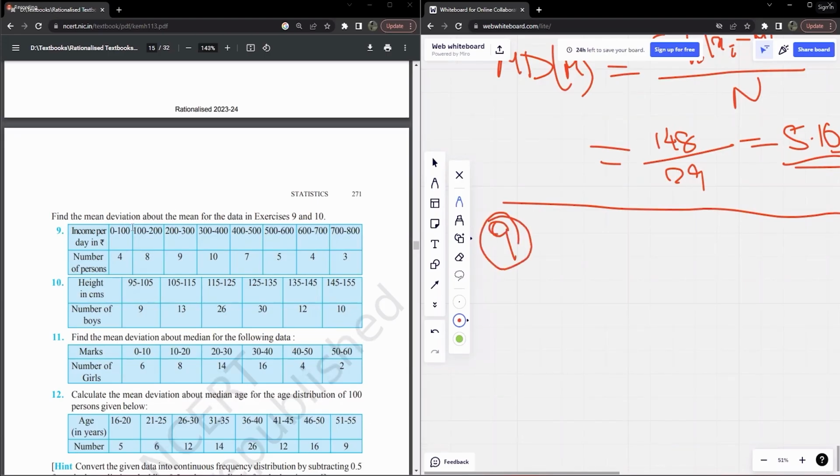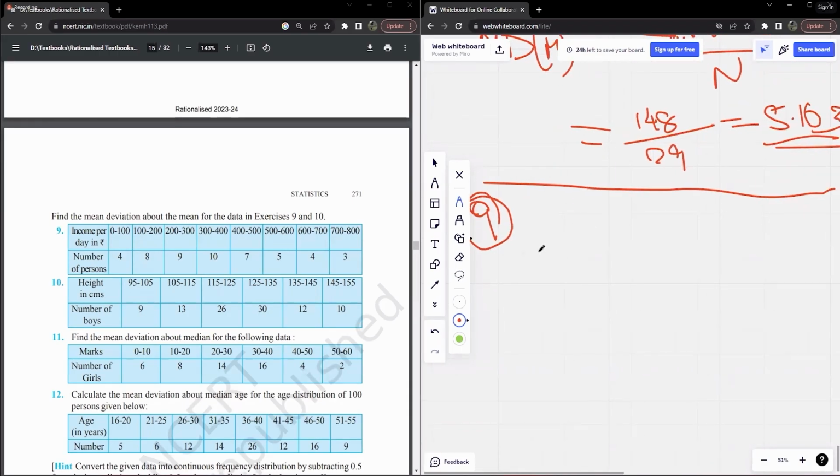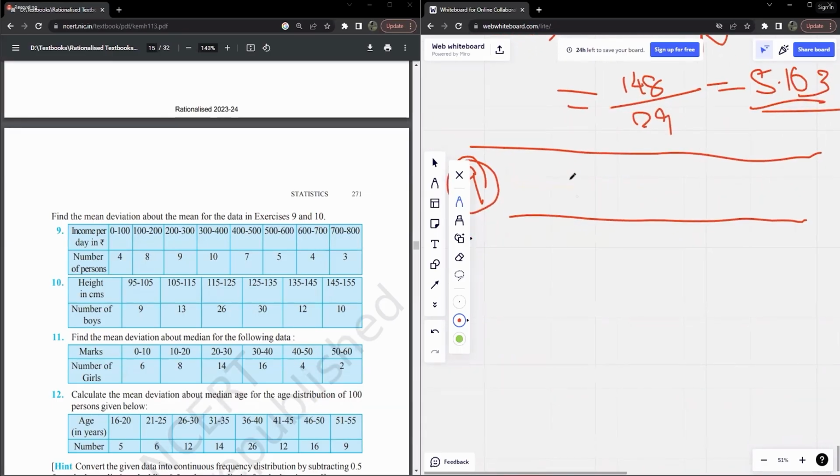For 9 and 10, we are again finding the mean deviation about the mean. So we have to basically find the mean first and then proceed with whatever is given. The process is the same, only the way that you find it is quite different. So we have the different classes and the different frequencies. First things first, I'm not going to write the classes. I'm going to directly get xi from these classes and write it in this table format.